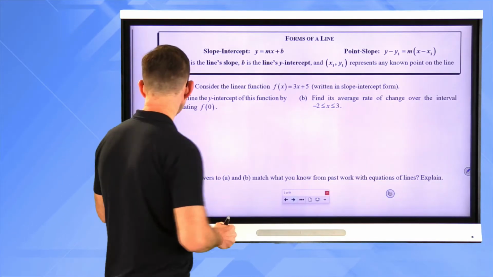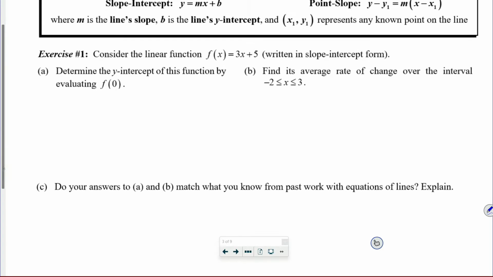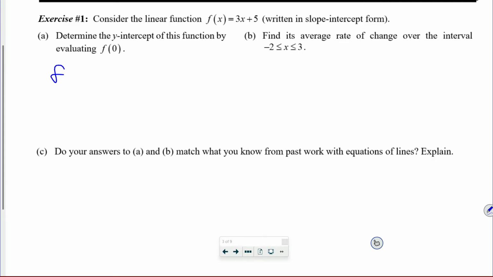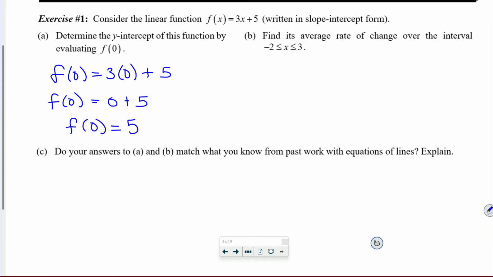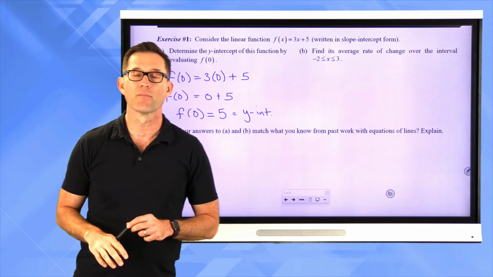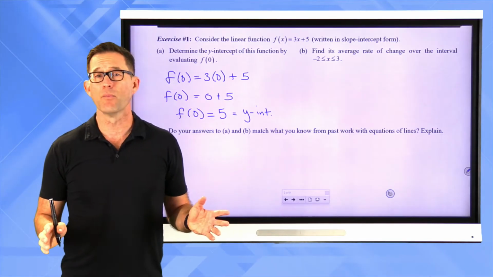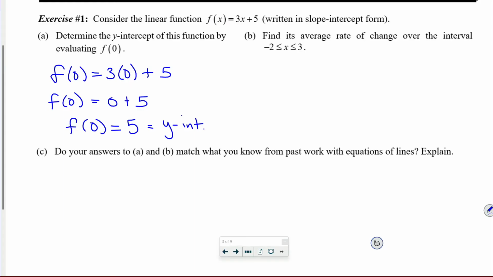All right, well, let's do it. f of 0 is going to be 3 times 0 plus 5. Of course, any number times 0 is 0, so that's going to be 0 plus 5, and f of 0 is 5, which is the y-intercept. Awesome. Now letter B is a little bit more involved. Let's take a look at that.